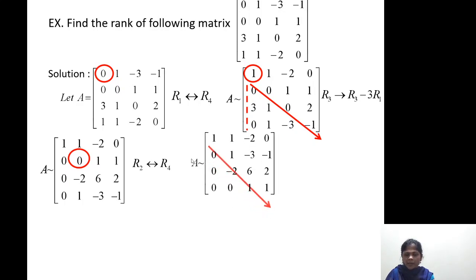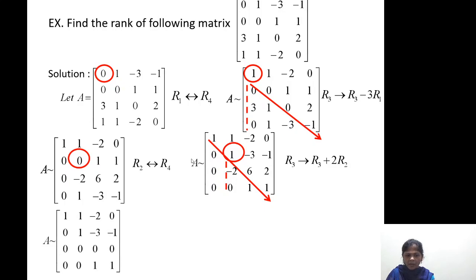Now second diagonal element is non-zero. Let us make all elements lying below it 0. So just perform R3 plus 2R2. We get resultant matrix in such a way. Again identify diagonal elements. Repeat the process. Third diagonal element is 0. Make it non-zero. So interchange. Can interchange with only fourth row.